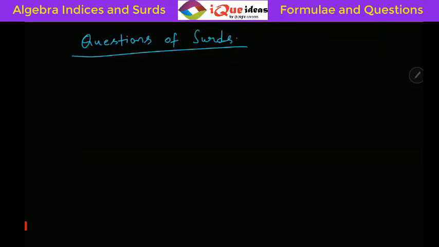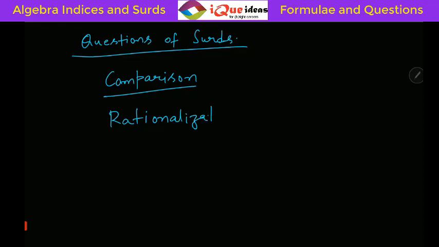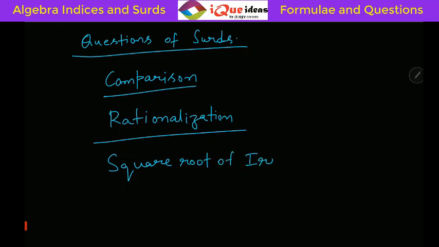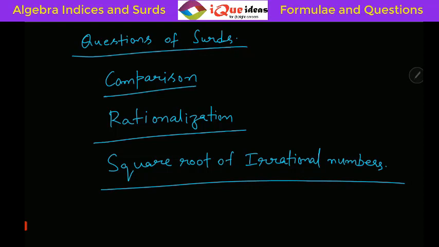Now let's take up some questions on Surds. The questions on Surds can be divided into three categories. The first category is the questions related to comparison. The second category of questions will be based on rationalization of irrational numbers. We'll take all of them one by one. And the third category of questions is based on finding the square root of irrational numbers. Now let's take one by one. First, we'll start from the questions related to comparison.